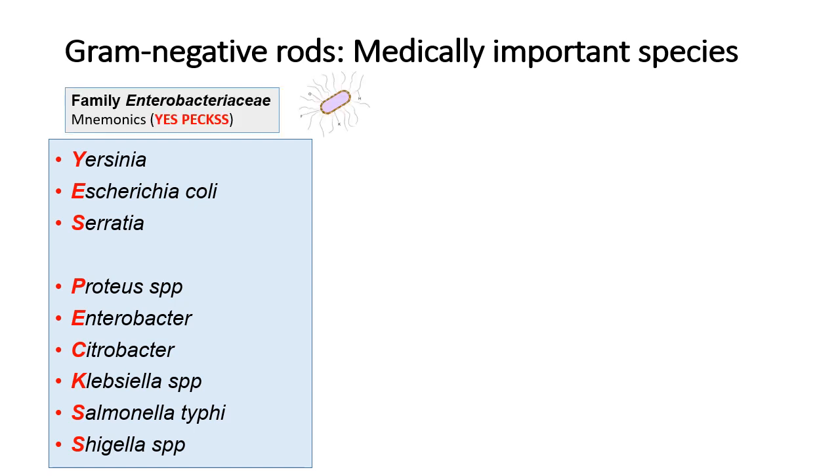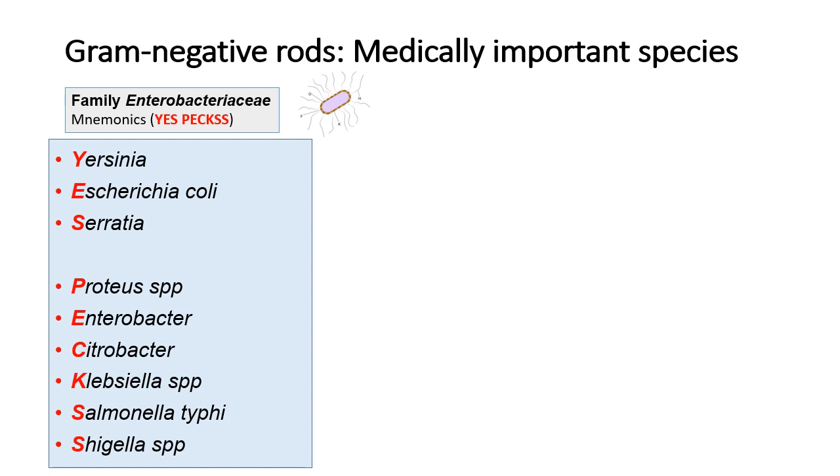The first group is called Enterobacteriaceae. So Enterobacteriaceae is the family. It's like a tribe, a big family. And I use this mnemonic, which means the abbreviation, to remember the major groups, which is YES PECKS. So this YES PECKS is actually an abbreviation of the main species within this very big family of Enterobacteriaceae. So we have Yersinia, E. coli, Serratia for YES, and then we have Proteus, Enterobacter, Citrobacter, Klebsiella, Salmonella, and Shigella.